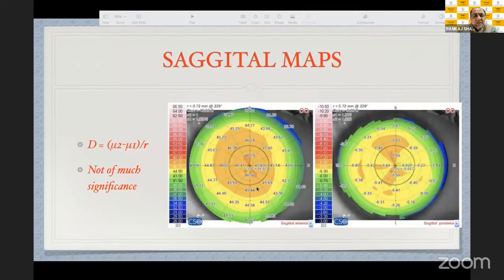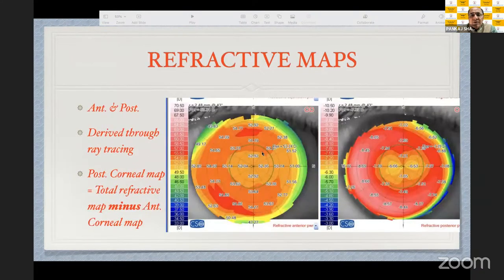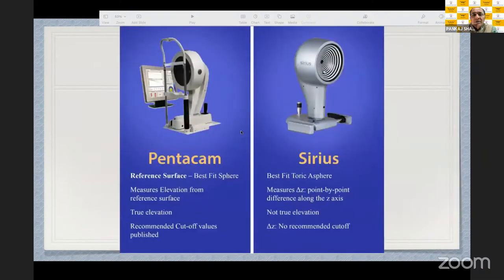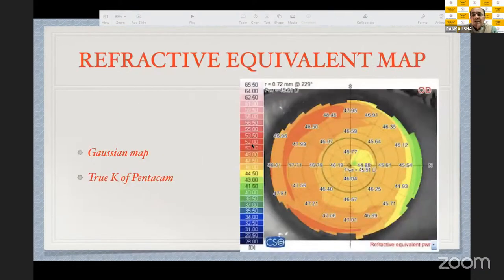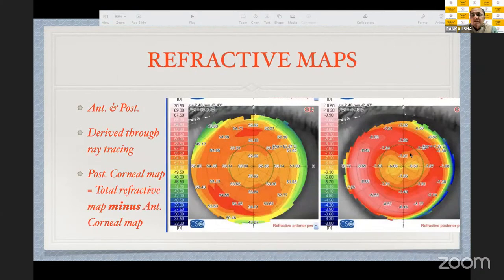Sagittal map, similar to what we have as the sagittal map of Pentacam. Refractive map, it can also give you the refractive map of anterior and posterior. This is the anterior, 52, 52, posterior minus 7, minus 6. So this added to this will give you the refractive equivalent map, the difference between these two.